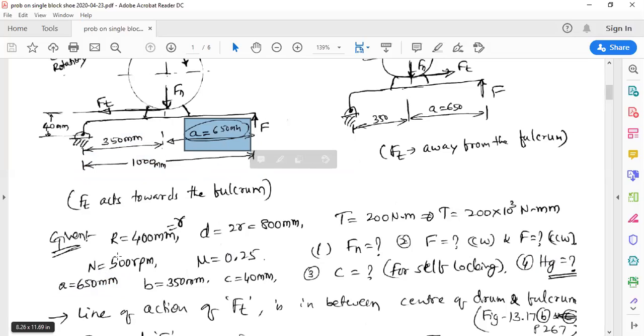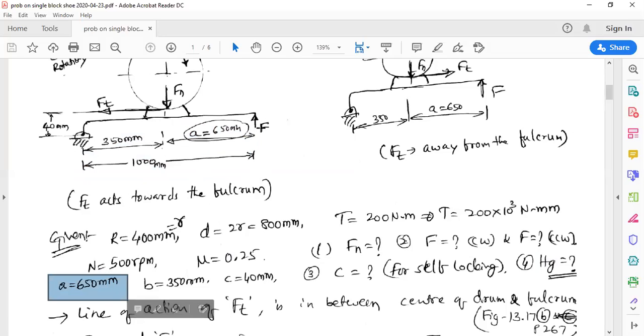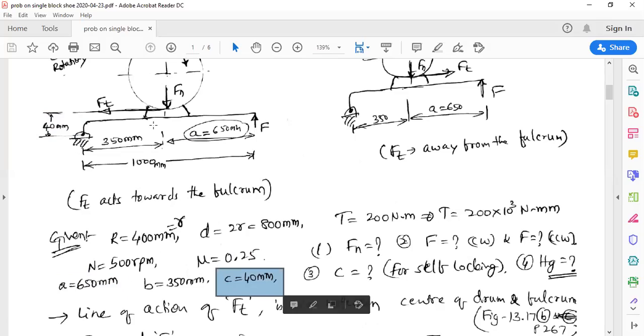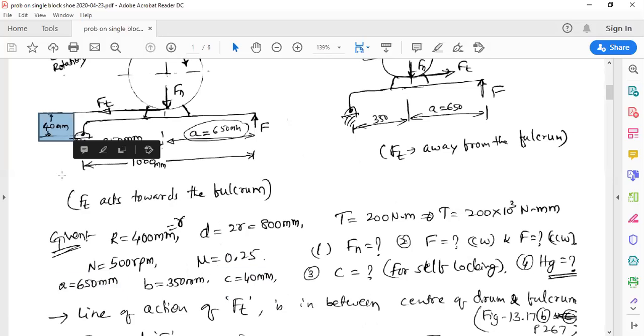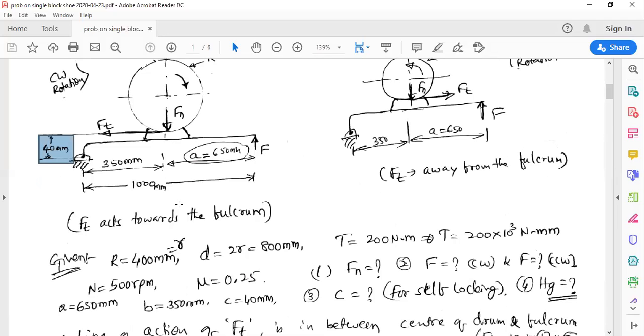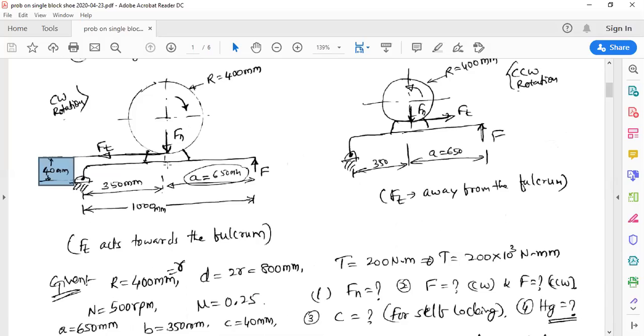Since A is not given, A is the distance between the fulcrum center of drum and the actuating force. In addition, the value of C, the distance between the tangential force and the fulcrum point, is given here as 40 mm. With this information, we have to redraw the sketch and indicate some of the forces, namely Ft as well as Fn. These are the two forces which are not shown in the question statement.